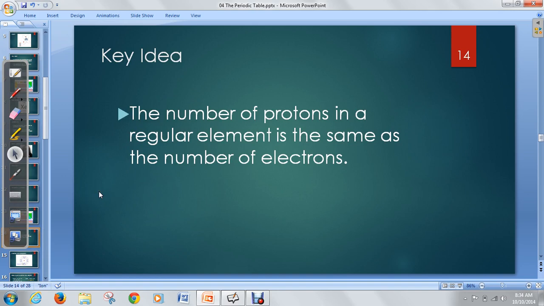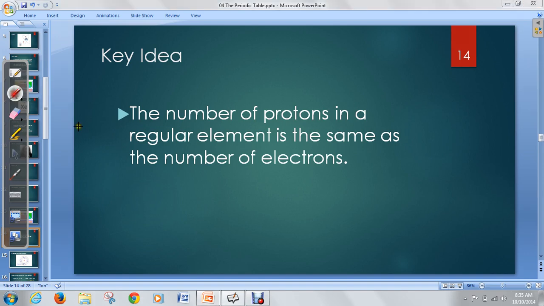So one of the things the periodic table tells us is how to find the number of protons and how to find the number of neutrons. We can find the protons from the atomic number, right? That's written. We can find the neutrons by subtracting the atomic number from the atomic mass. But it doesn't specifically say anything about electrons. Okay, so we have this other key idea: the number of protons in a regular element is the same as the number of electrons. So for any element, I can figure out how many protons, how many neutrons, and how many electrons I should have.